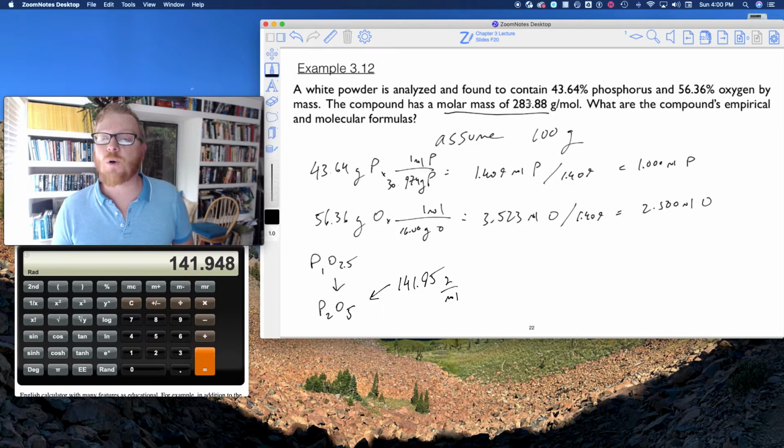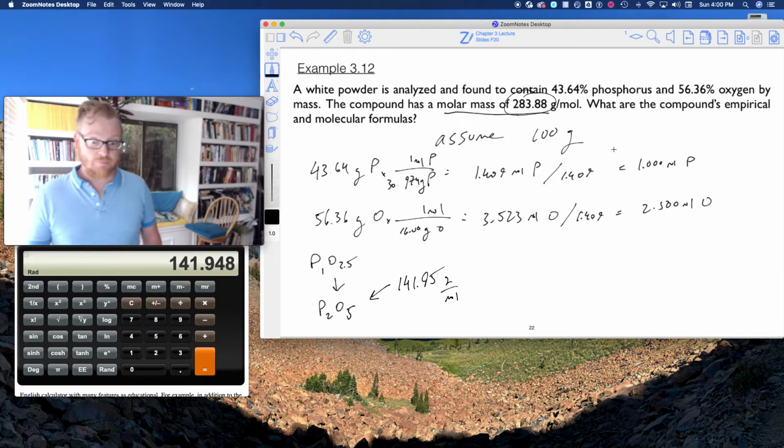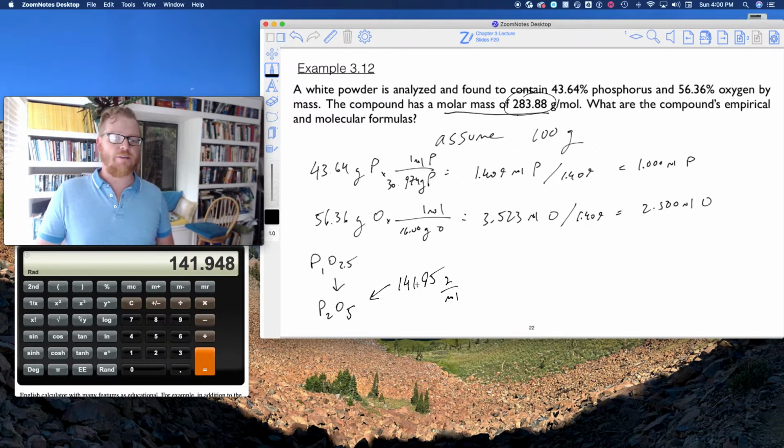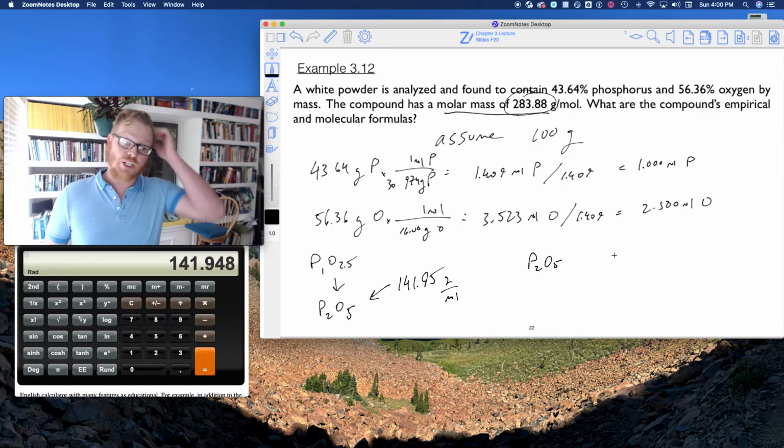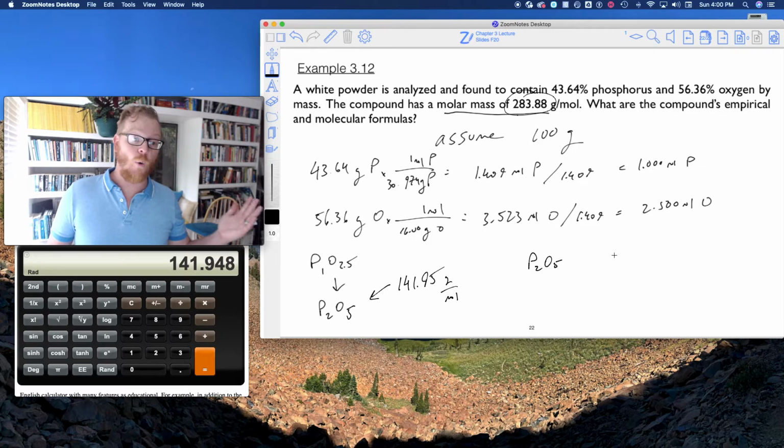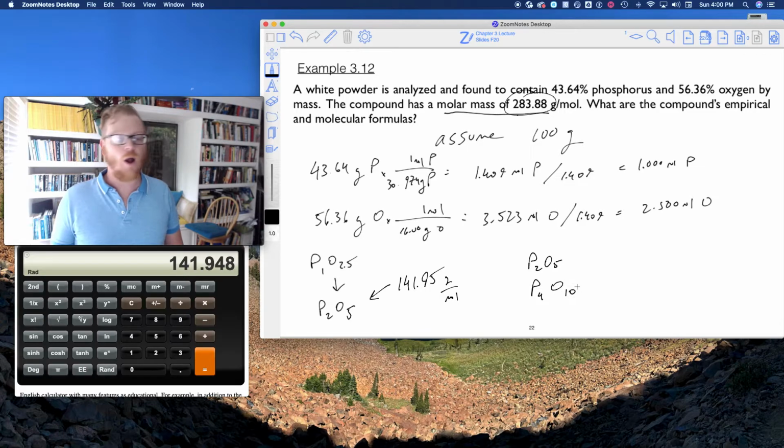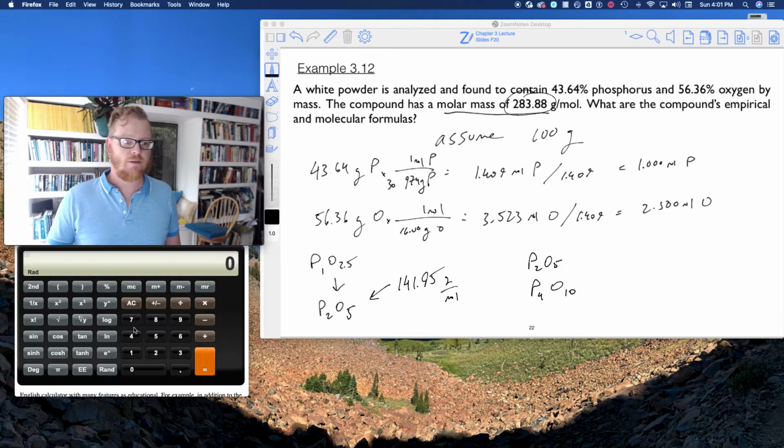Well, look, they told us the molar mass was 283.88. But I'm getting 141.95. So what's going on with that? And we'll recognize that my empirical formula and my molecular formula have to be related to each other by some whole number quantity. So what happens if we try to multiply by 2? So what if we say instead P4O10? And let's calculate the mass of that. What do we get? Okay.